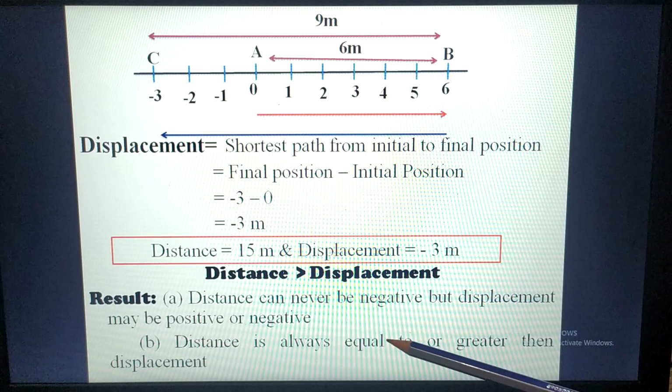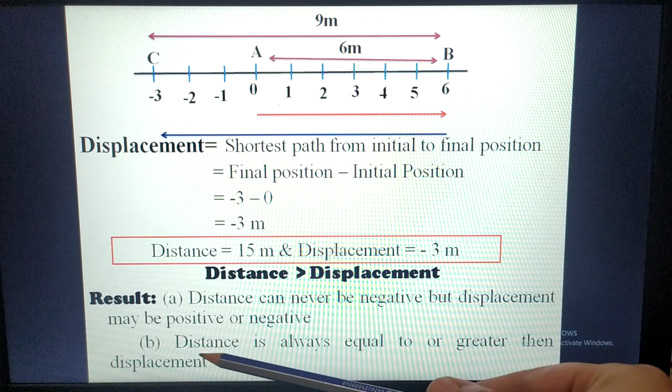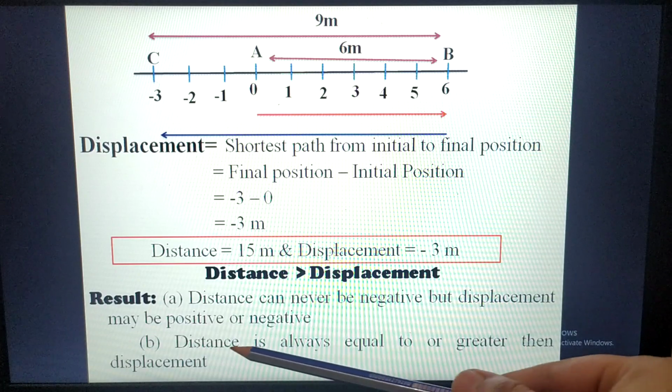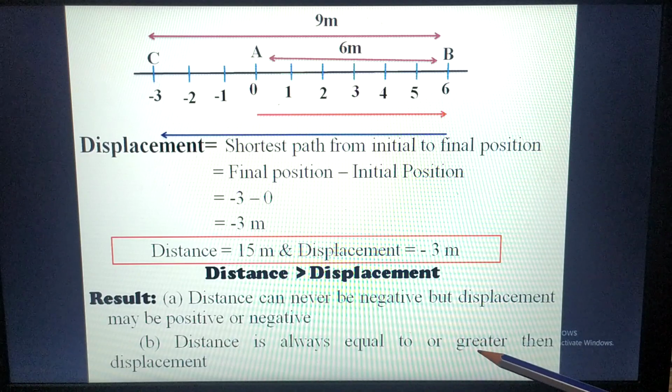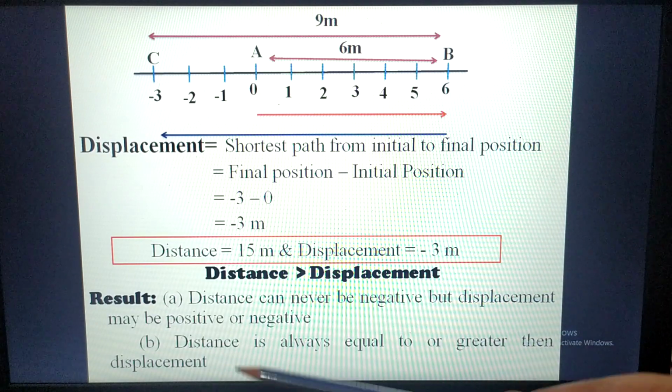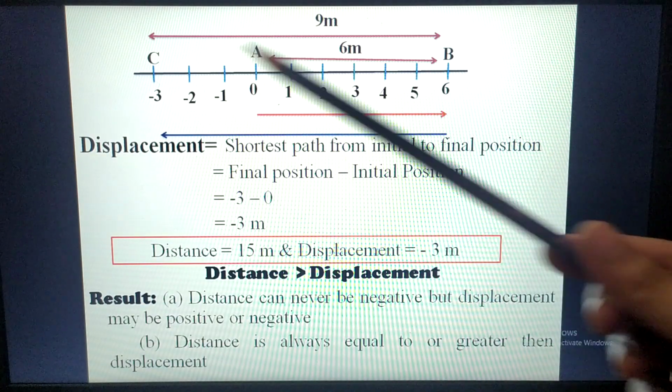When will distance be equal to displacement? When a body travels in a straight line in only one direction. And when is distance greater than displacement? When the body reverses its direction.